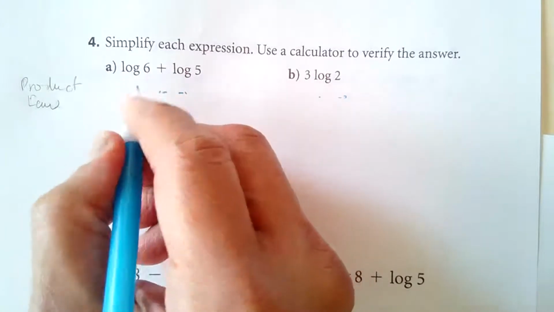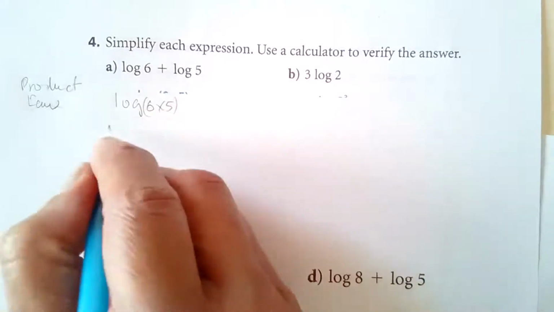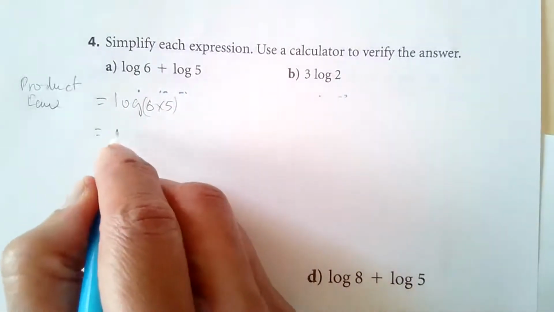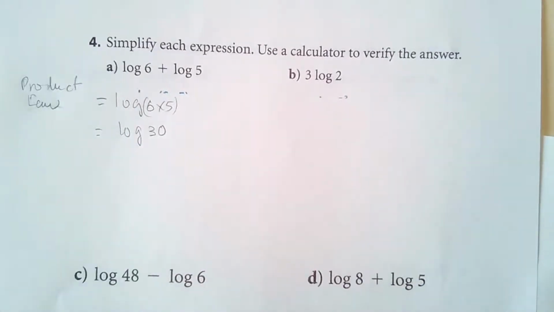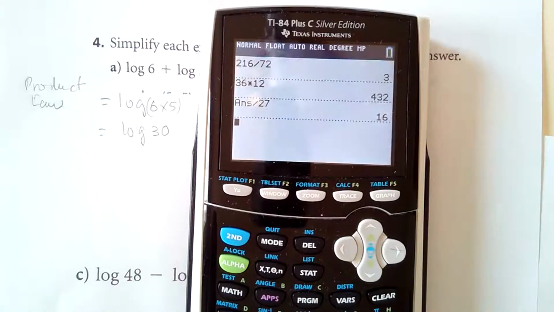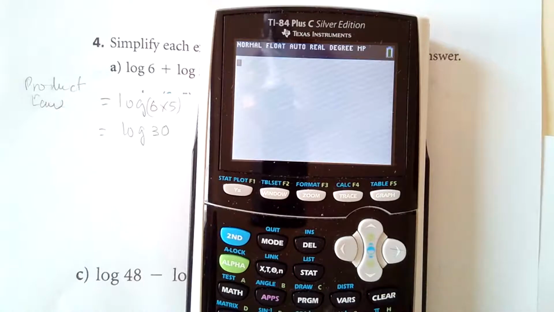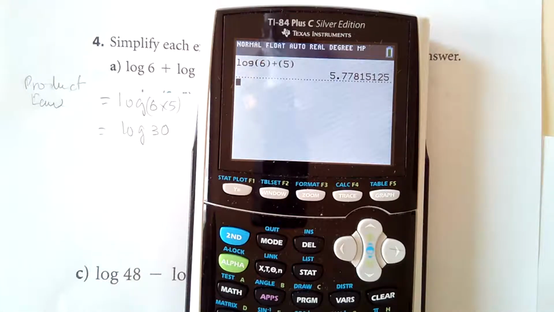So this gives me log 6 times 5, which is equal to log 30. Now I can verify that in my calculator. Because if you're looking at base 10, our calculator is by default base 10, so we have log 6 plus log 5 gives me 5.6, and I have log 30. If I put log 30, should give me the same result.